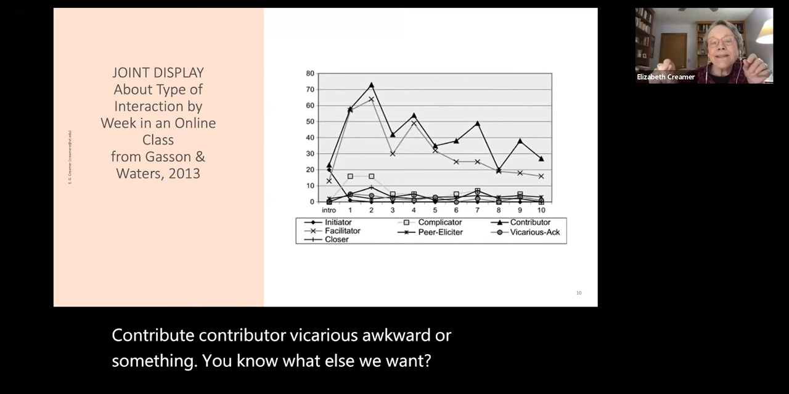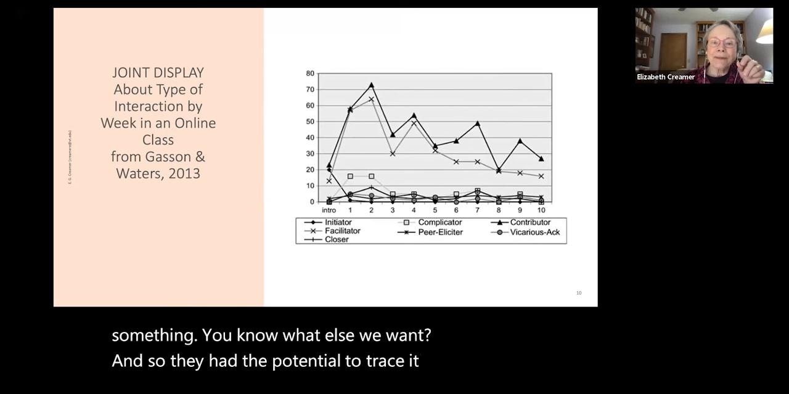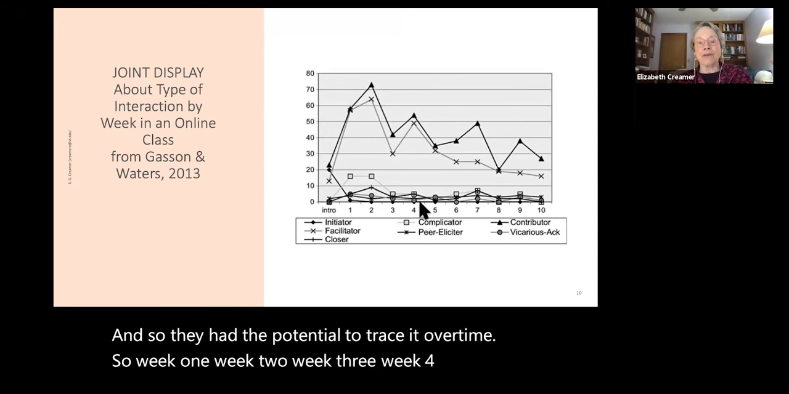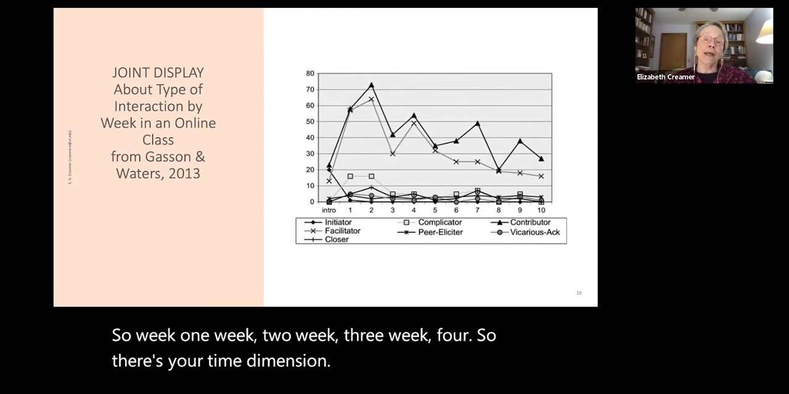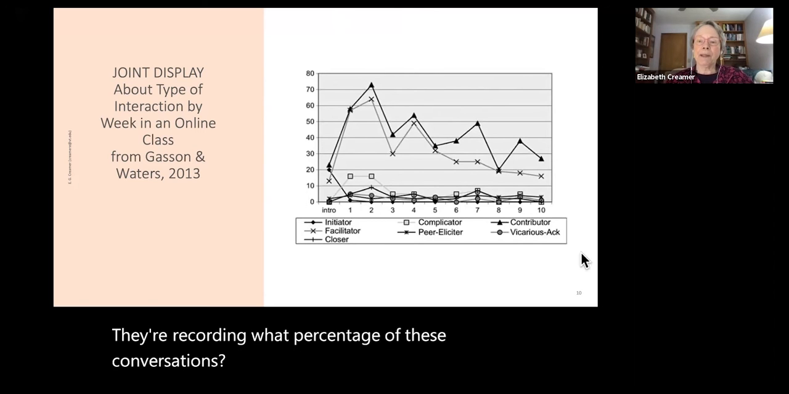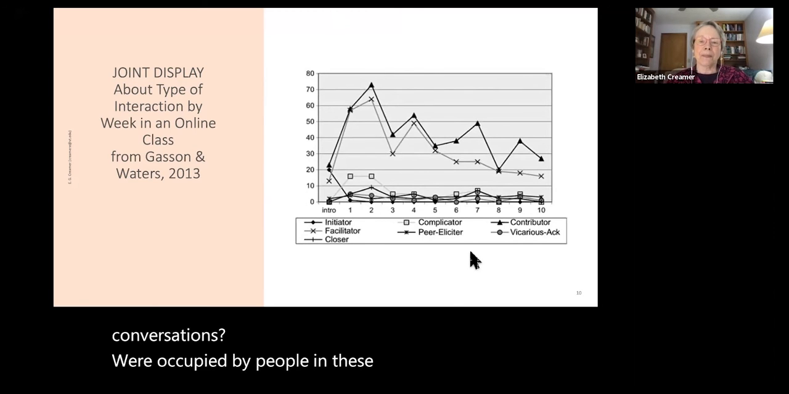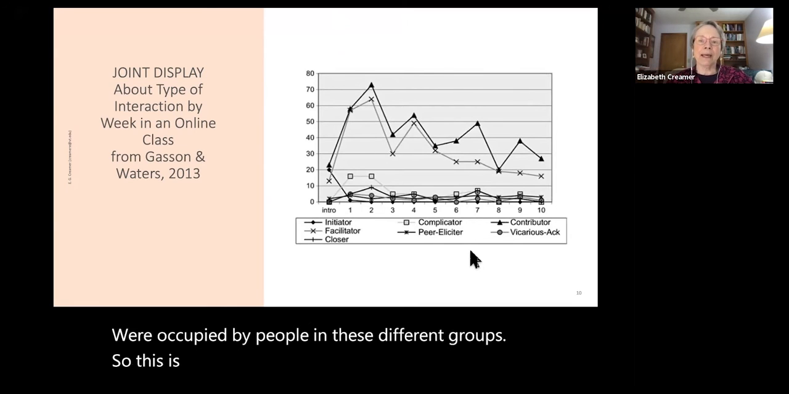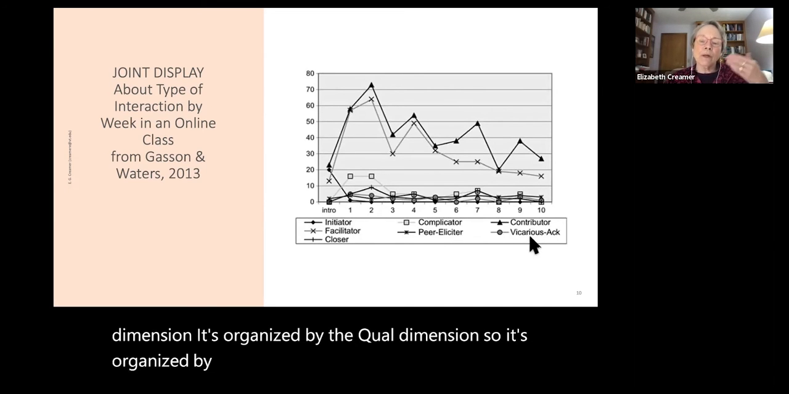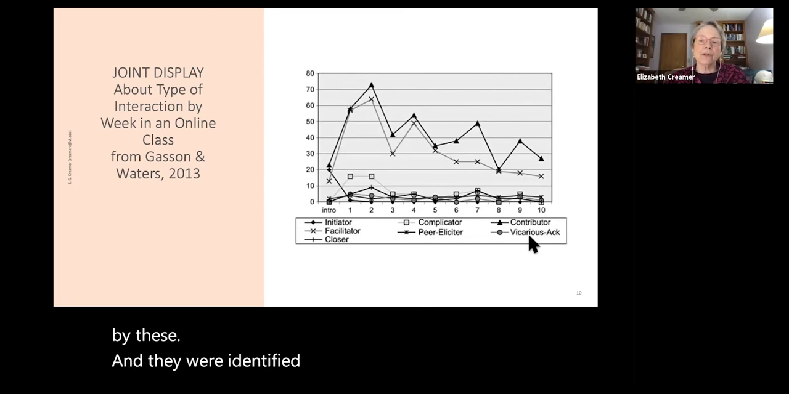And so they had the potential to trace it over time. So week 1, week 2, week 3, week 4. So there's your time dimension. They're recording what percentage of these conversations were occupied by people in these different groups. So this is a joint display in that it's organized by the qual dimension. So it's organized by these, and they were identified through a qual procedure called thematic analysis.